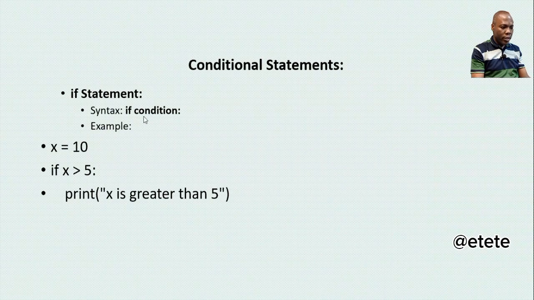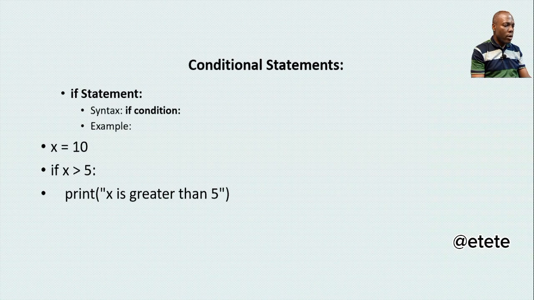Now, following this syntax of if condition, you enter through this door. If the condition is true, you enter the door. If it is false, you don't. If x is greater than 5, you will have to enter this door and then execute this.